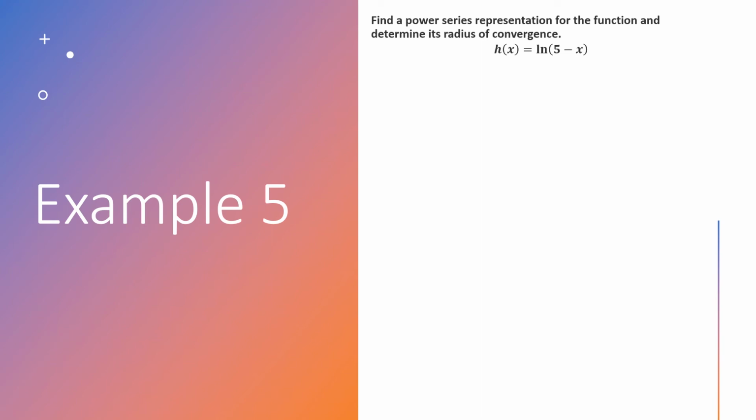All right, so example 5 says find the power series for the function and determine the radius of convergence. This time our function is h of x equals ln of 5 minus x. Again, your whole goal is to make this look like 1 over 1 minus x so we can use that to build a series. If you recall, the integral of 1 over 5 minus x is the same thing as negative ln 5 minus x. So if I integrate 1 over 5 minus x, I could get the series I'm looking for. I just need to negate it to get rid of the negative sign.